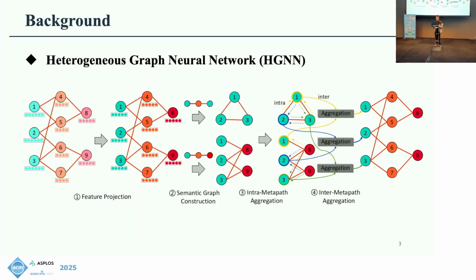And second, semantic graph construction. It builds a semantic graph for each metapath. And third, intra-metapath aggregation. It aggregates features from neighbors in the semantic graph for each metapath. And last, inter-metapath aggregation. It integrates semantic information from all semantic graphs for each target vertex.